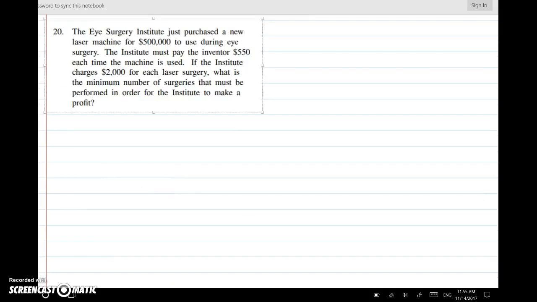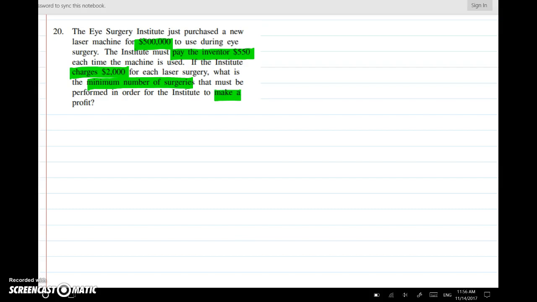Okay, question 20. The Eye Surgery Institute just purchased a new laser machine for $500,000 to use during eye surgery. The Institute must pay the inventor $550 each time the machine is used. If the Institute charges $2,000 for each laser surgery, what is the minimum number of surgeries that must be performed in order for the Institute to make a profit?